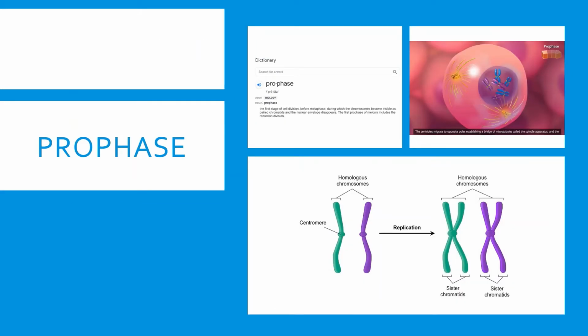Okay, so the first part of mitosis is called prophase. It's the first stage of cell division before metaphase, during which chromosomes become visible as paired chromatids and the nuclear envelope disappears. The first prophase of meiosis includes the reduction division. So meiosis will be for another video, another day, but for mitosis prophase, chromosomes have formed and they have matched with their pair, and the nuclear membrane, so the nucleus that surrounds all this DNA, disappears.